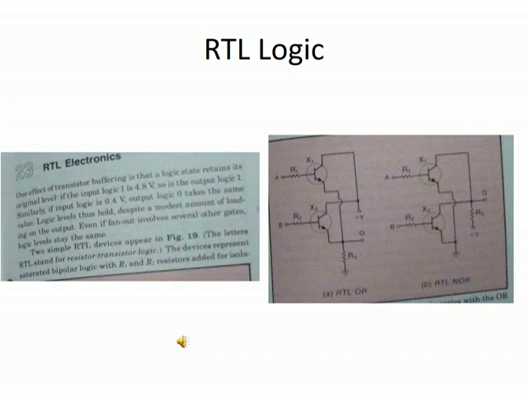So the two such simple RTL devices appear in the diagram, and this is resistor transistor logic. These devices represent a saturated bipolar logic with an R2 transistor resistor added for isolation.